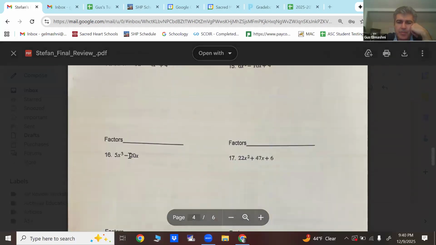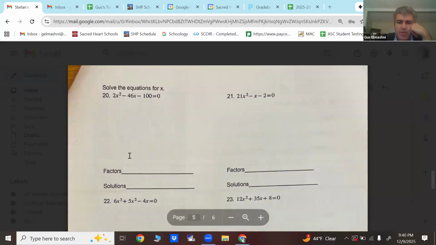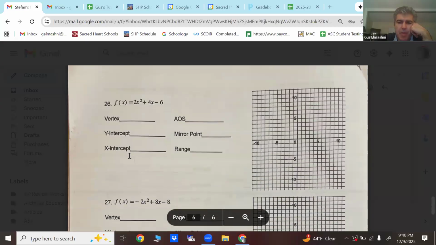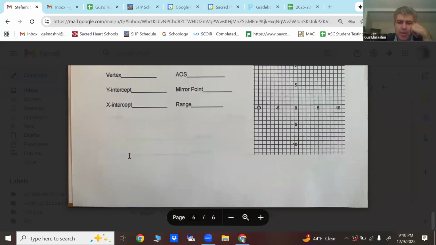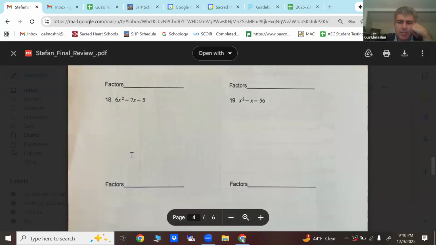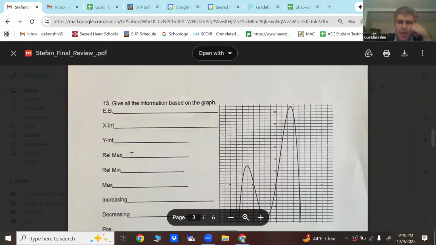Let's look at 13. You said factoring you're pretty solid on, so we could probably bypass a good chunk of that. We could do graphing of parabolas. Okay, so let's look at this. This is a behemoth of a problem.